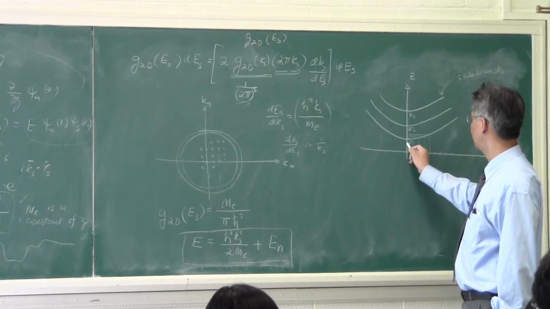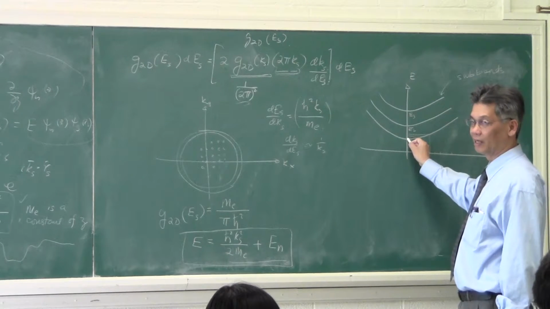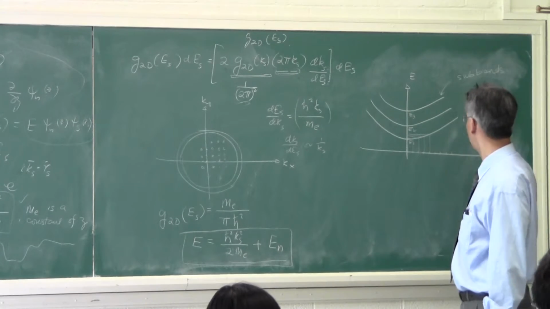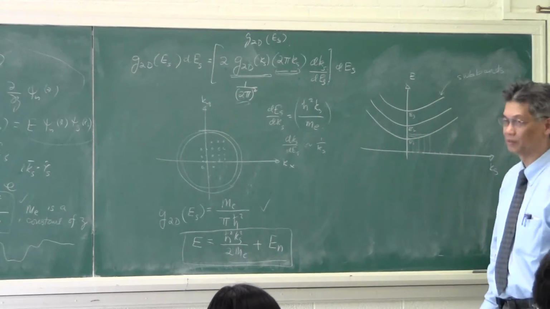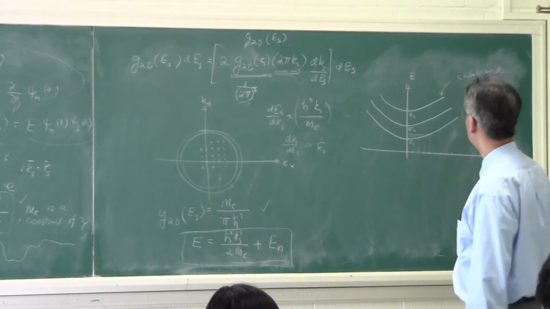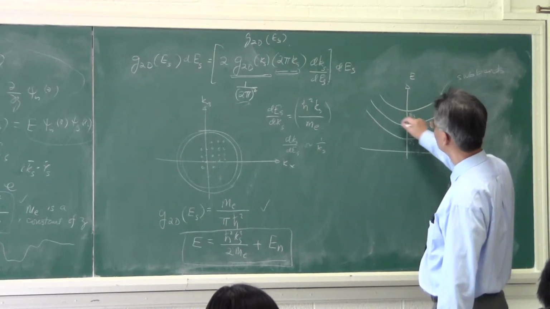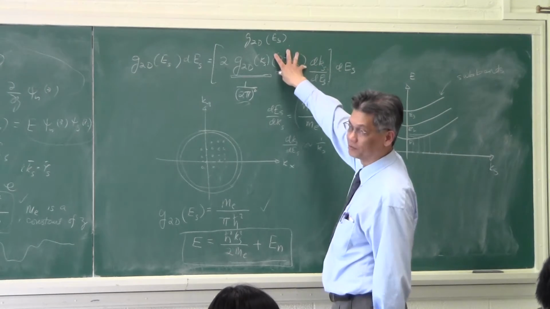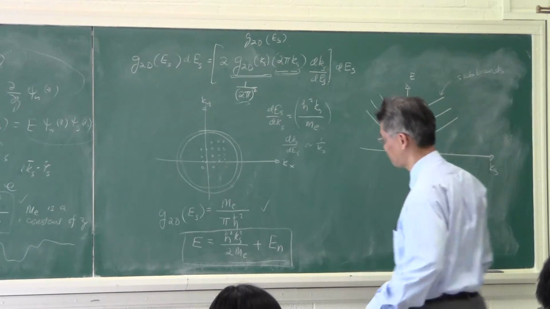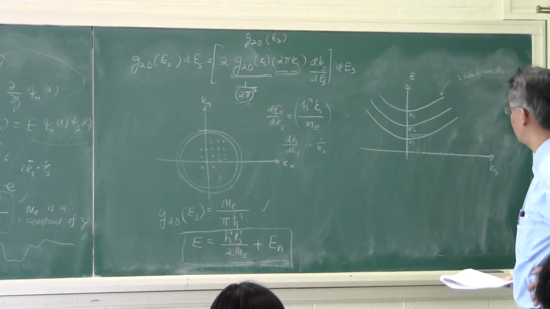So when I reach here, I get a constant density of states that's independent of Ks, is what it means. Because the compression due to this factor cancels the expansion due to this factor. Okay? So the density of states looks like that.